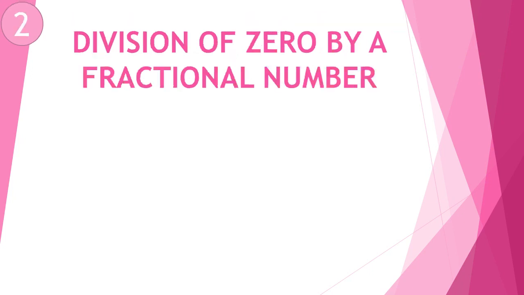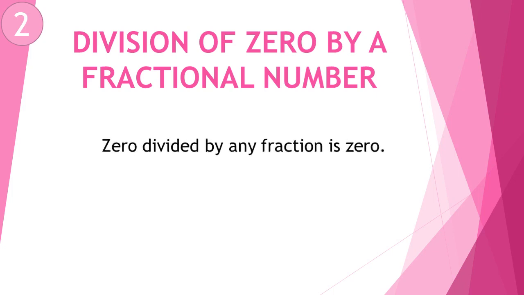Our second property is division of 0 by a fractional number. 0 divided by any fraction is 0. For example, 0 divided by 5 upon 6. 0 multiplied by the reciprocal of 5 upon 6, means 0 multiplied by 6 upon 5, and we know that 0 multiplied by any fraction, the answer is 0. So what we observe, 0 divided by any fraction is 0.